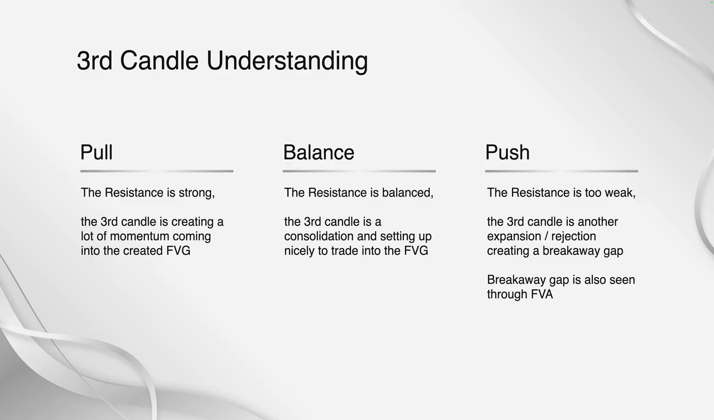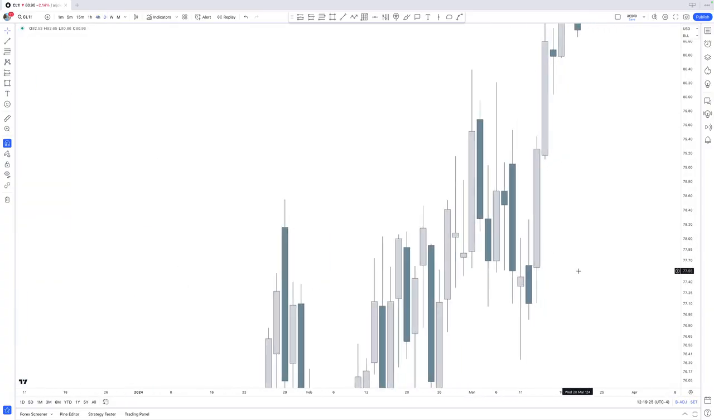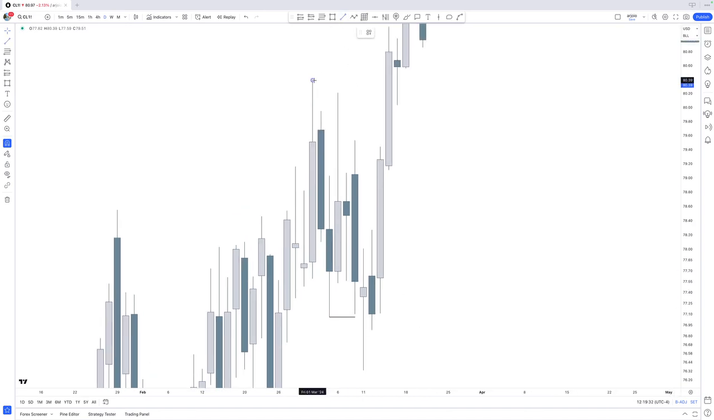A breakaway gap is also seen through a fair value area. So we have two types of breakaway gaps, and I'll go over them right here. Here we are on crude oil, and let's first understand a little bit of what we are dealing with. We were targeting that low potentially to sweep that, to then continue higher off that, to then target the opposing liquidity in the form of that high right there, the fair value area high.